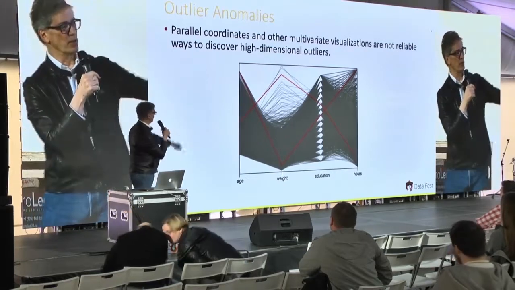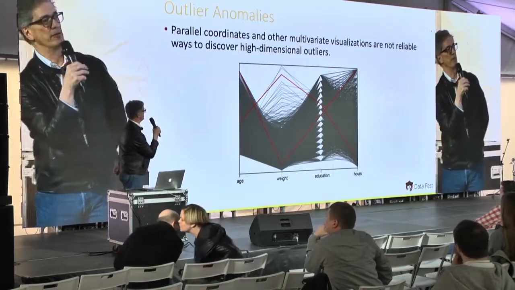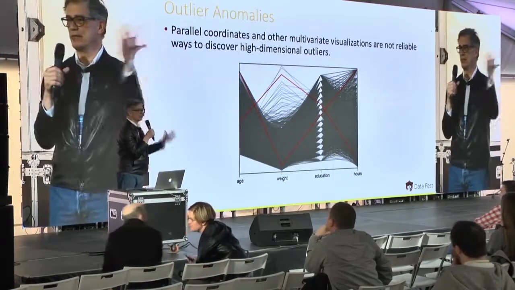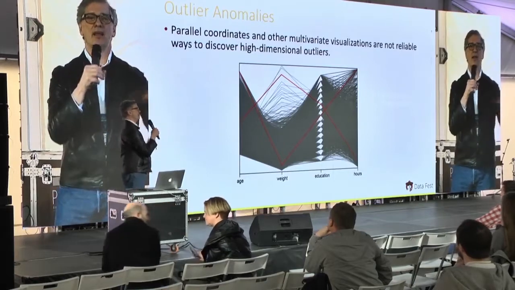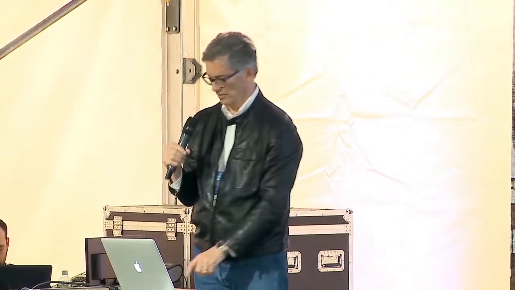But look at the one where the weight is small. Follow that curve, that profile, and you'll see it's in the middle. So again, as in the earlier example, the parallel coordinates are going to conceal the outliers. They're not going to show them in many, many cases.